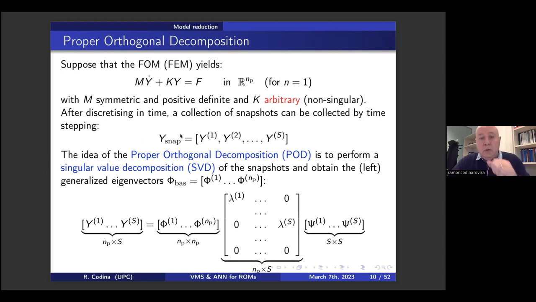The proper orthogonal decomposition, as we know, starts from the idea of performing a singular value decomposition of the matrix of snapshots. Here, assuming that the number of points np is greater than the number of snapshots, we would have this singular value decomposition of the matrix of snapshots. So the idea is to take the left singular vectors as the basis for the candidates for the reduced order model space.